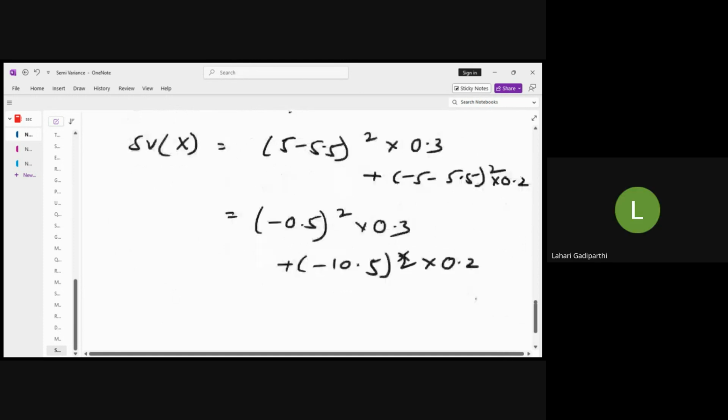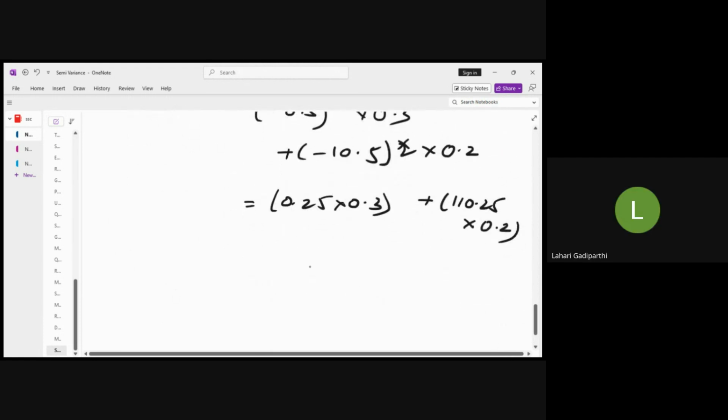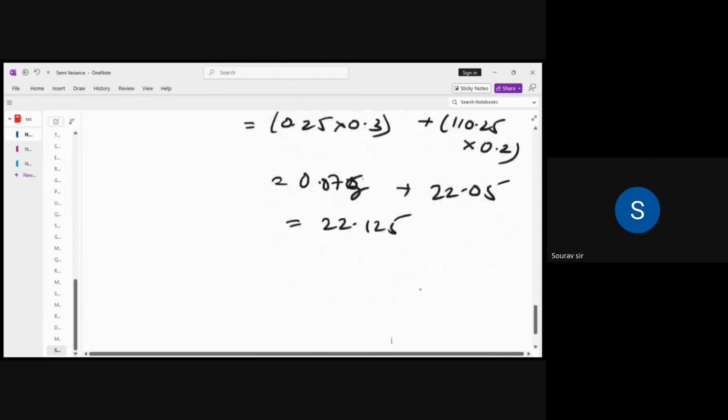So it will be 0.25 multiplied by 0.3 and 110.25 multiplied by 0.2. Finally, it will come to 0.075 plus 22.05, so that will be 22.125. So this is if you are given the discrete case, you do it like this.